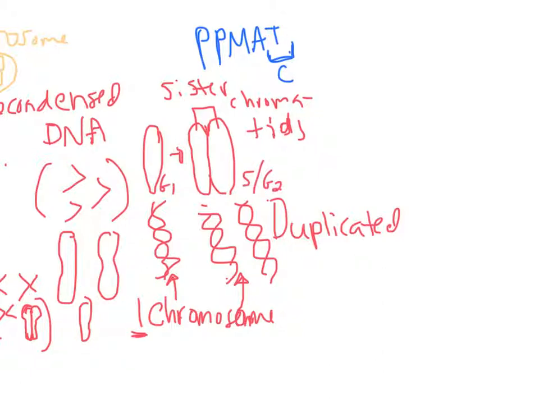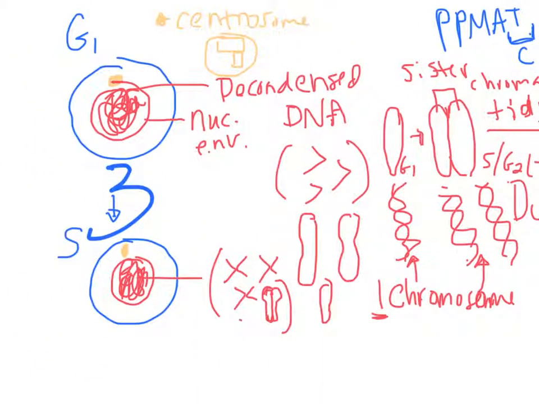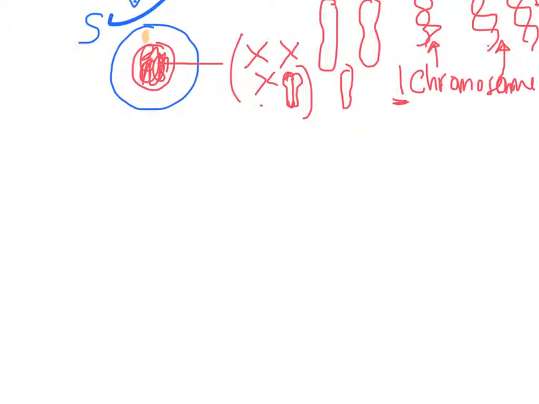G2 is going to look the same way, and actually all the way through M, metaphase, is going to all look the same way. So that's going to move onward. So we've duplicated our DNA in S phase. So now what happens? Now we're going to go into G2.